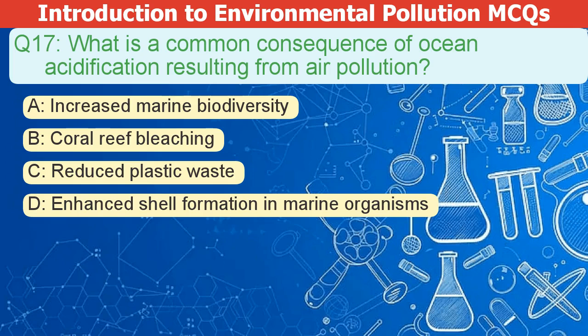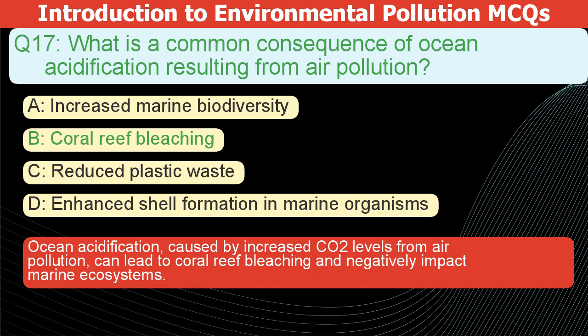What is a common consequence of ocean acidification from air pollution? A. Increased marine biodiversity. B. Coral reef bleaching. C. Reduced plastic waste. D. Enhanced shell formation in marine organisms. The correct answer is B. Ocean acidification, caused by increased levels from air pollution, can lead to coral reef bleaching and negatively impact marine ecosystems.